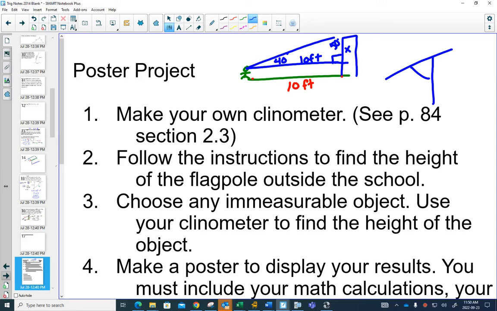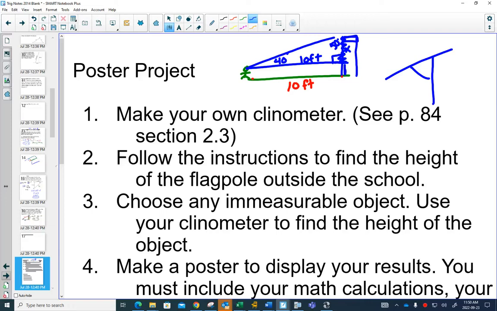What do you also need to measure? You need to measure how high your eye is above the ground. Because when I use my eye and measure the angle to be 40 degrees, I will only get this height to the top of the flagpole. And then I'd have to add my eye height. So you measure how tall it is from the ground to your eye height. Then you're going to use trigonometry and your clinometer to figure out the height of the flagpole.